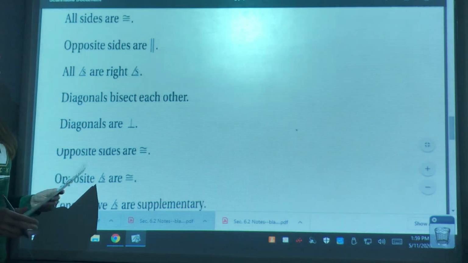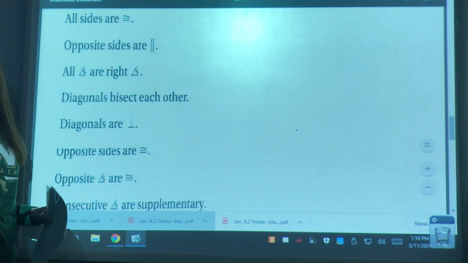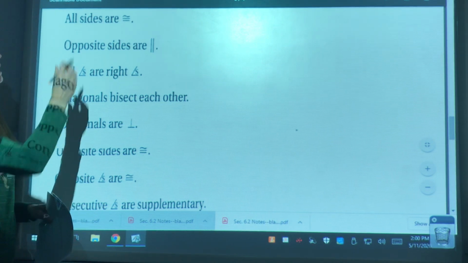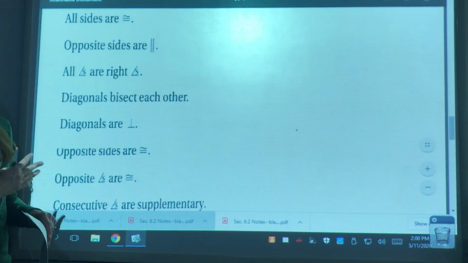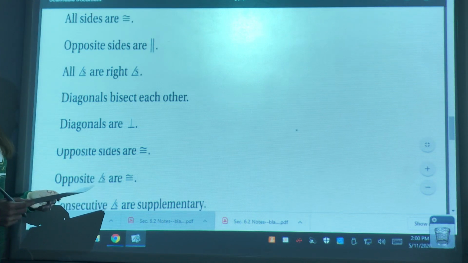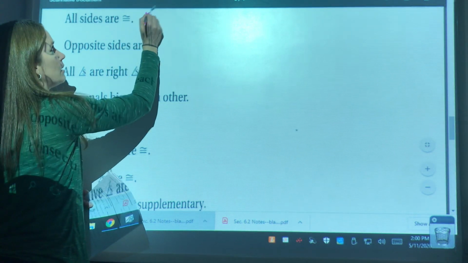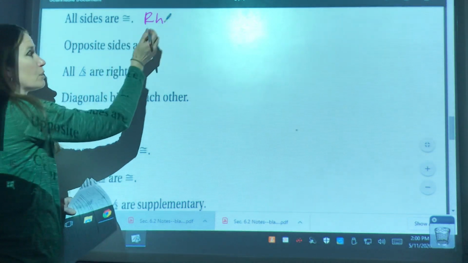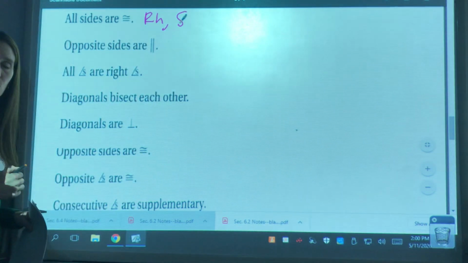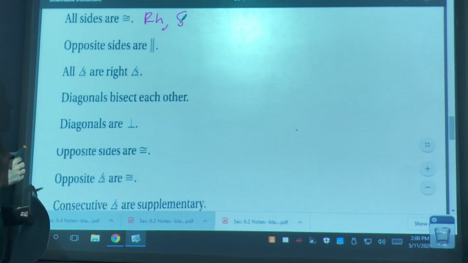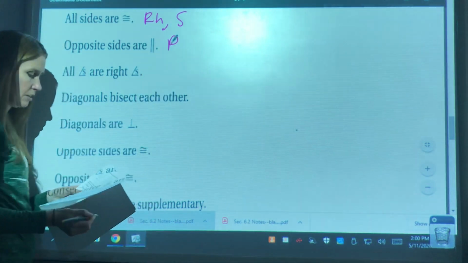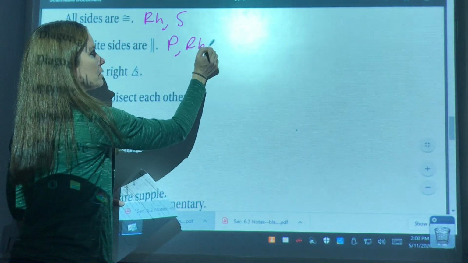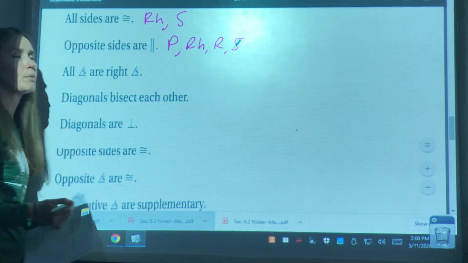So when it says all sides are congruent, the first thing I want to think about is if it's a property of a parallelogram that we mentioned on the section 6.2 day, if I put P, it also is therefore a property of rectangle, rhombus, and square also, because they are parallelograms. So all sides are congruent. That is something we said for a rhombus. And if it fits for a rhombus, then it also applies to a square, because a square has all the properties of a rhombus. Opposite sides are parallel is a parallelogram property. So if I put P for parallelogram, I therefore know it's going to fit rhombus, rectangle, and square as well.